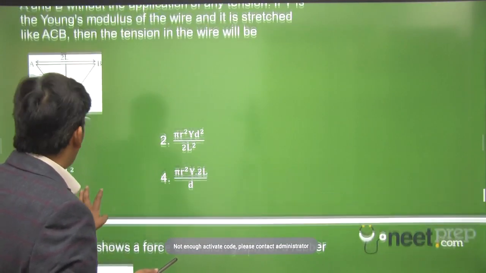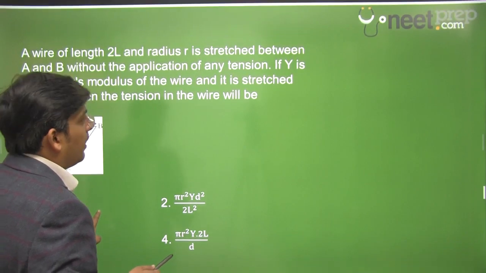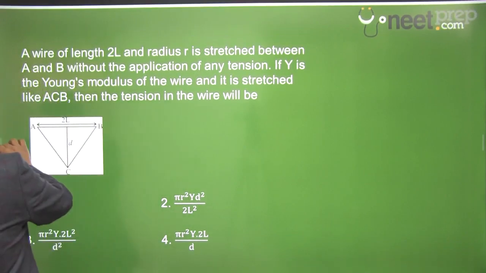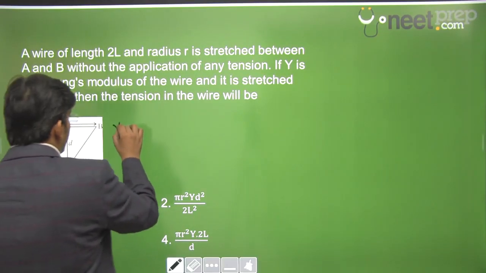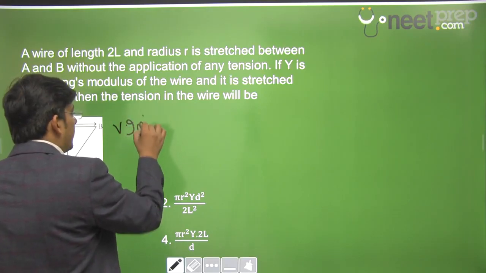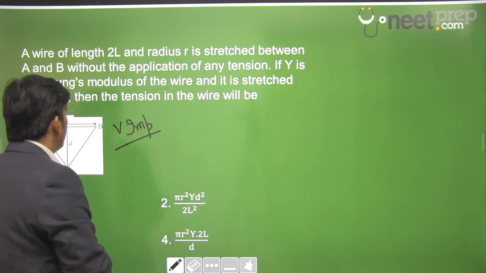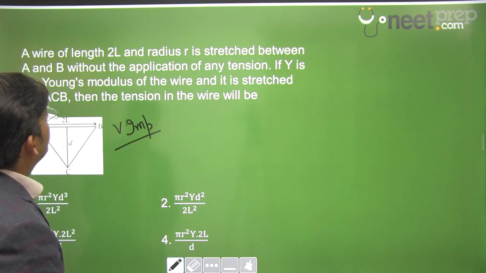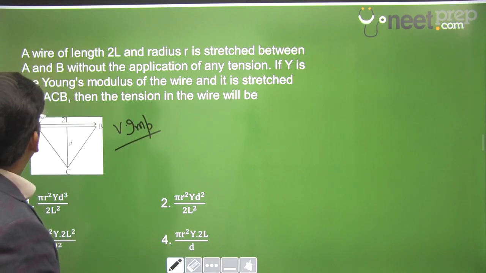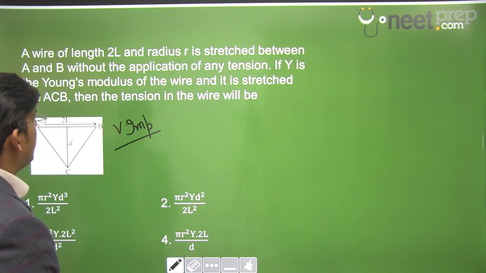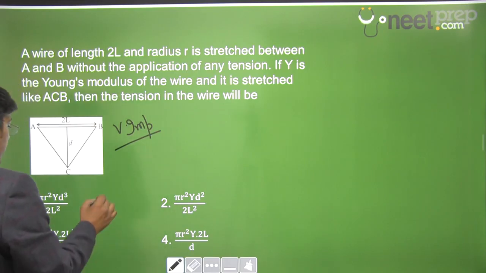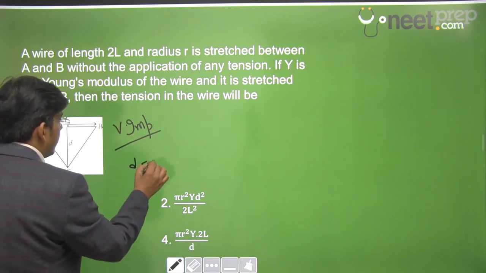This type of question has already been done by us. Let us do it again. This is a very important question since it is an NCERT question. We expect this question in the NEET exam. A wire of length 2L and radius R is stretched between A and B without the application of any tension. If Y is the Young's modulus of the wire and it is stretched like ACB, the tension in the wire would be, it should be given that D is much less than L.